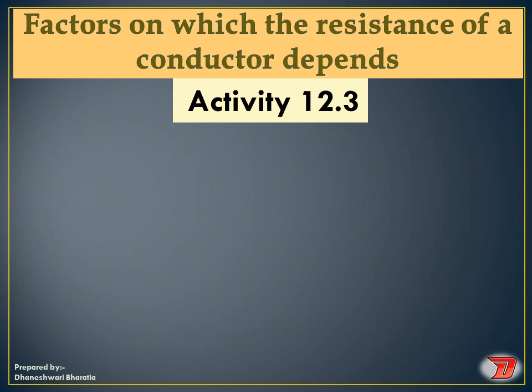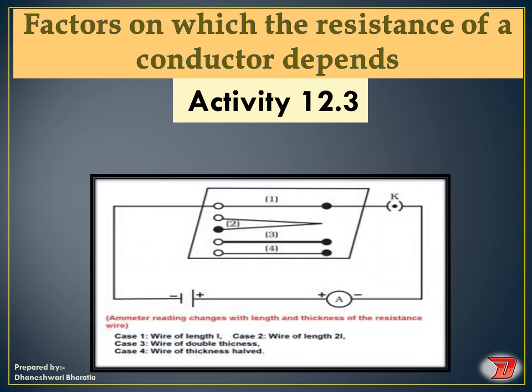Today we are going to start with factors on which the resistance of a conductor depends. For this, one activity is given in your textbook, right? On the screen you can see 1, 2, 3, 4 different wires are given, okay? First wire is already connected with the circuit, then you have to replace it with 2, 3 and 4. Now by looking at the diagram itself, we can see some changes in the conductors which are given, right?